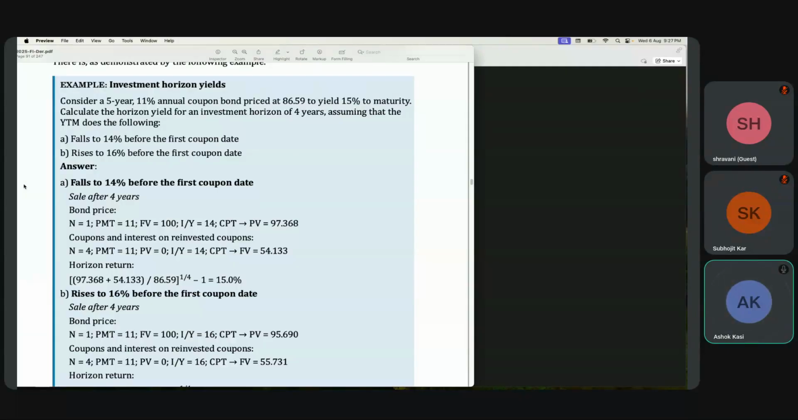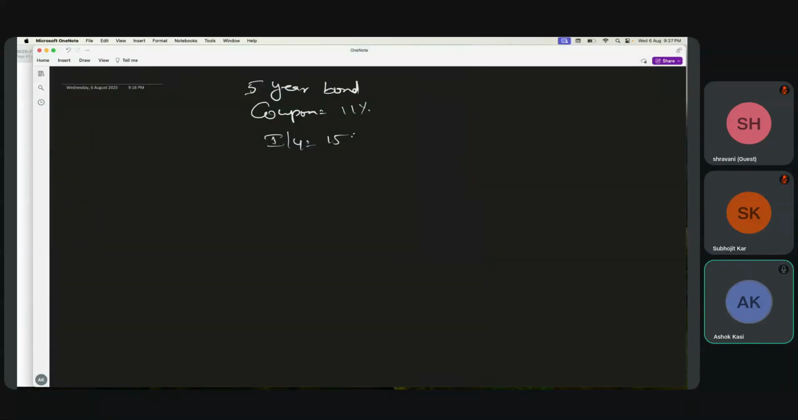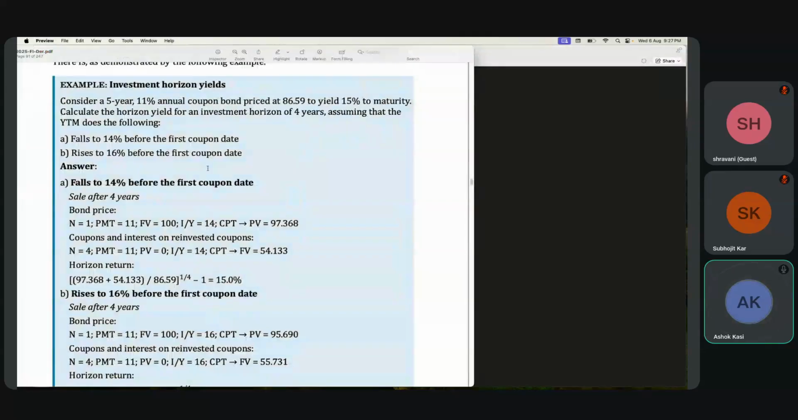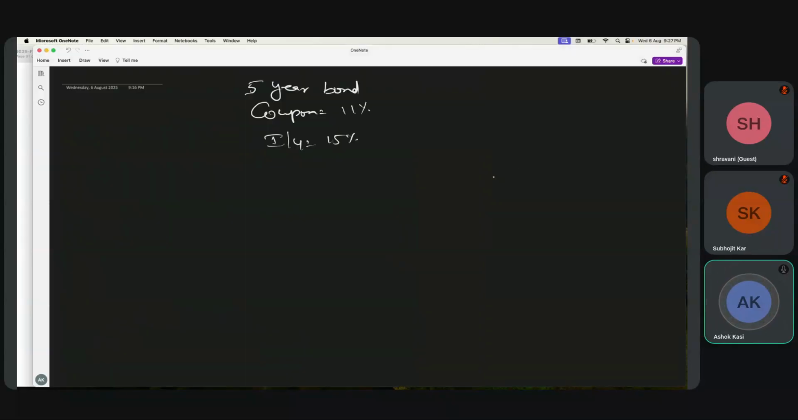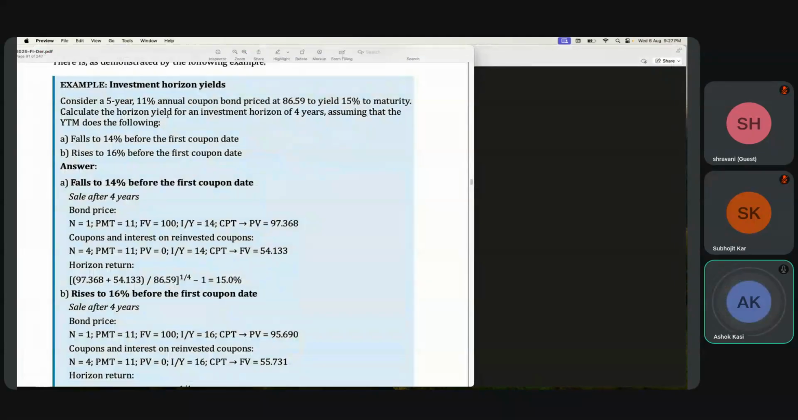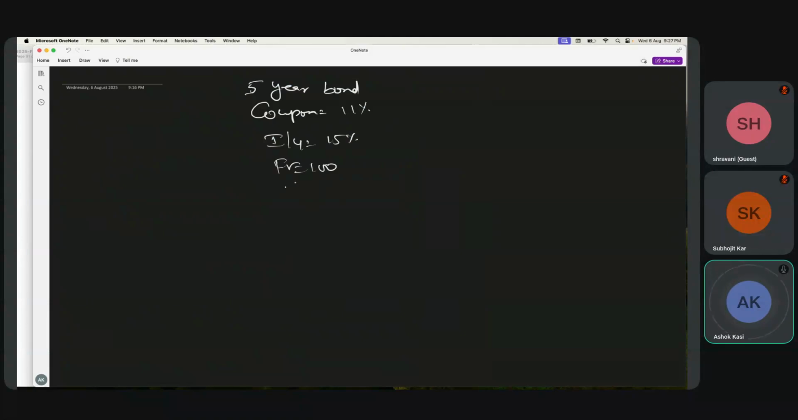So IY is 15%. Okay, so full-fledged, I'll just do Macaulay duration again, modified duration, and all that related to this, so that in one go you will get all. Okay, IY is 15%. Then future value is 100. Present value they have directly given here, 86.59. You can cross check also. Is it matching?